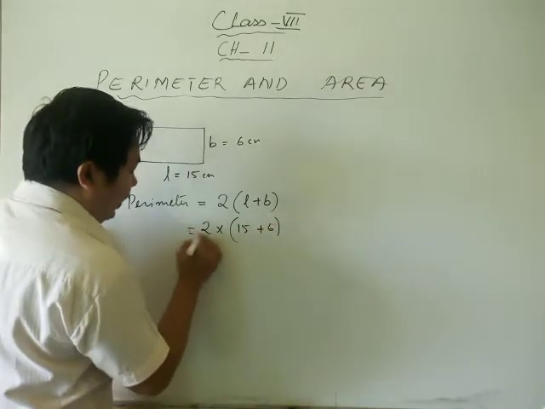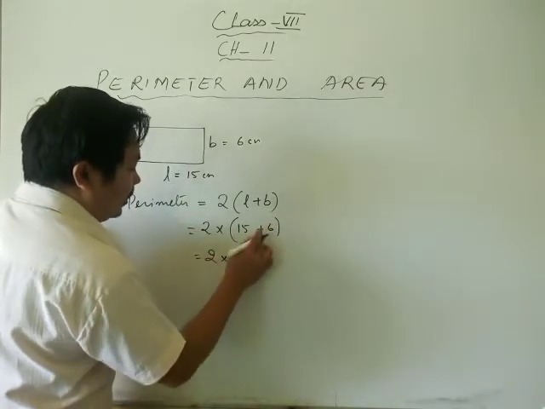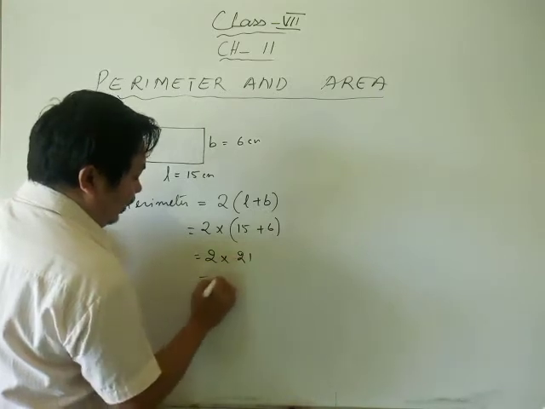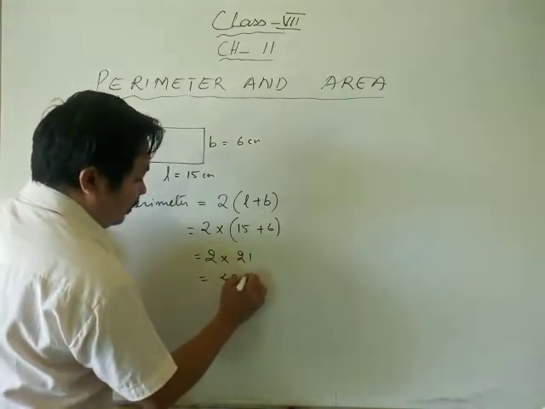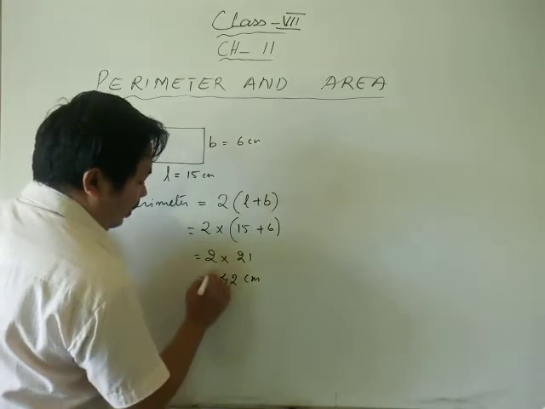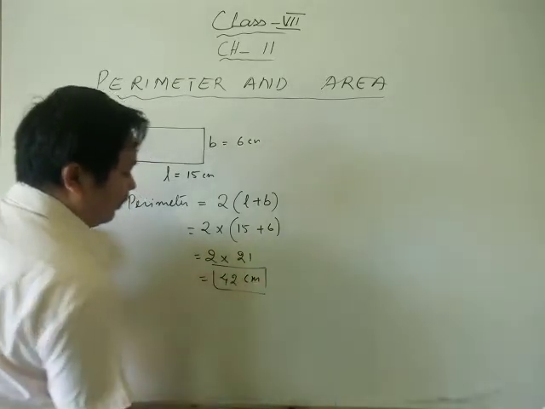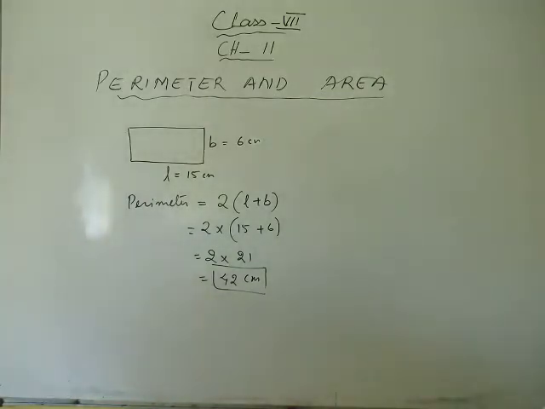Then we have 2 into, 15 plus 6 is how much? That is 21, isn't it? That means 2 into 21 is 42 centimeter. So 42 centimeter is the perimeter of the rectangle.